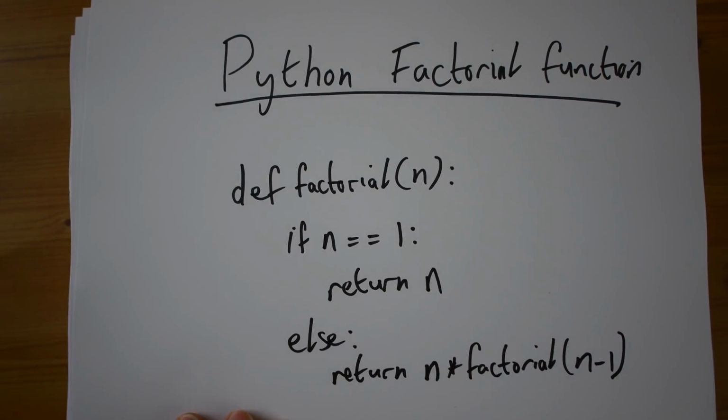Now, you could also put a check in there to make sure that you're not getting a negative number. You could do that, but I didn't want to do that here. I just wanted to show you how easy it was to calculate factorial using recursion in Python.